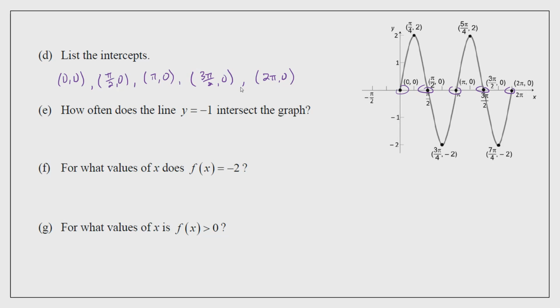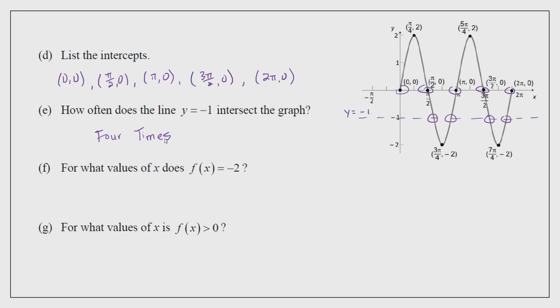All right. How often does the line y equals -1 intersect the graph? So y equals -1 is a horizontal line. So y equals -1 would be this line right here. Okay? That's y equals -1. Now, how many times does this line intersect the graph? Well, it intersects it right here, right here, right here, and right here. So that would be 4 times. It intersects the graph 4 times.